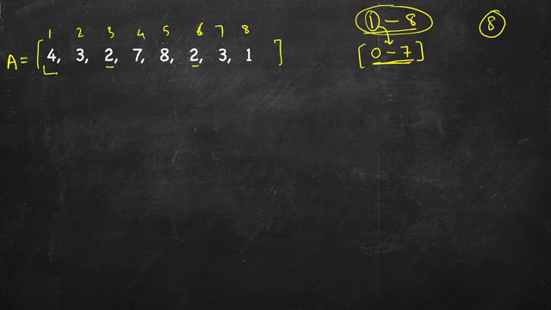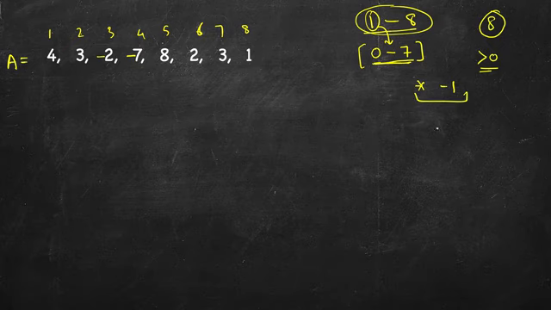So when we see 4, we will go to 4th place and make them negative. All of them are positive, all of them are more than 0. So we make this negative. So now this becomes minus 7. Let's get rid of these. Next is 3. So we go to 3 and make it negative. We multiply by -1.